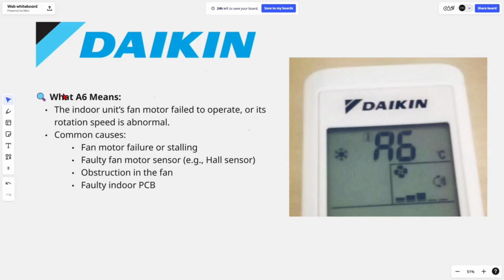Alright, so before we start, we need to know what A6 means. This means the indoor unit's fan motor failed to operate or its rotation speed is abnormal. Some of the common causes can include fan motor failure or stalling, faulty fan motor sensor, obstruction in the fan, or a faulty indoor PCB.